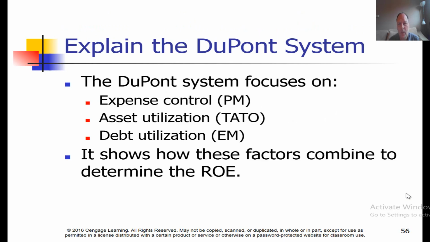Another relationship, a combination of various ratios that can be used to analyze a company, is the DuPont system, which focuses on splitting up return on equity into expense control, asset utilization, and debt utilization. So profit margin, total asset turnover, and the equity multiplier. It shows how these factors combine to determine the return on equity.